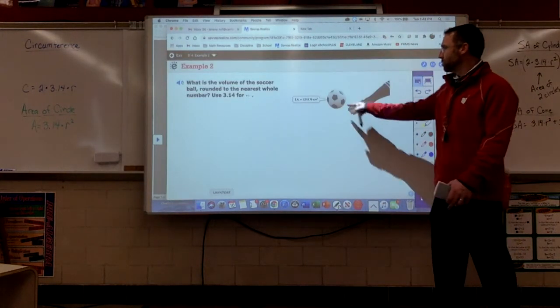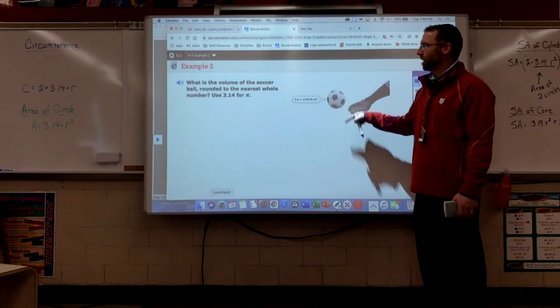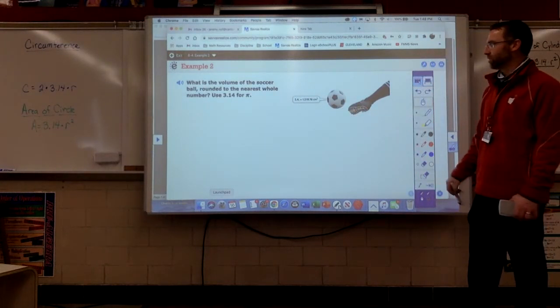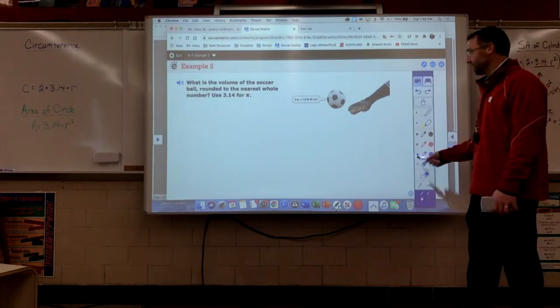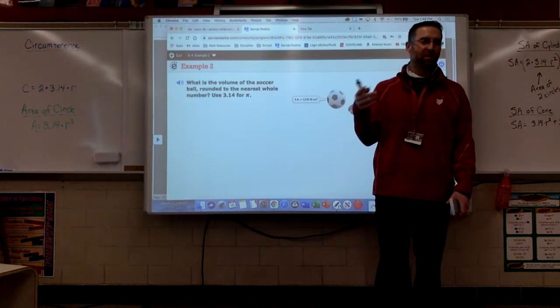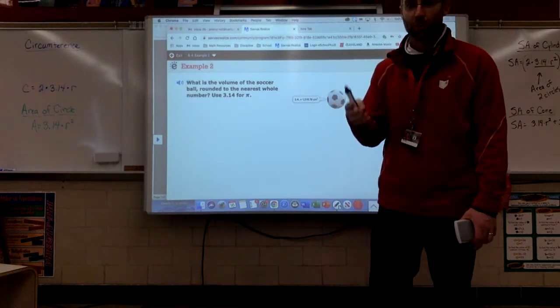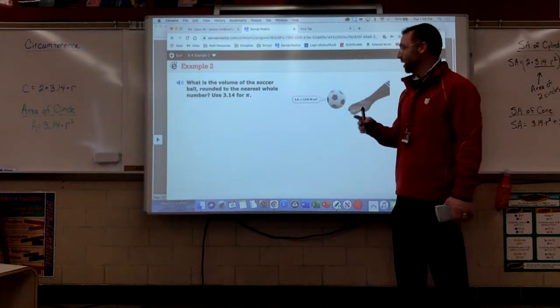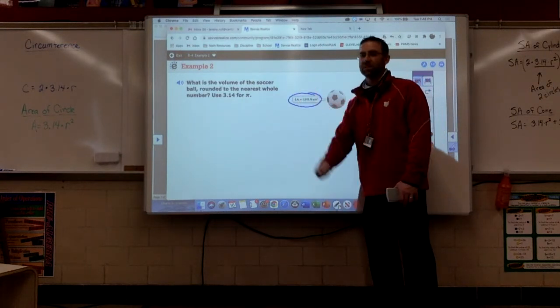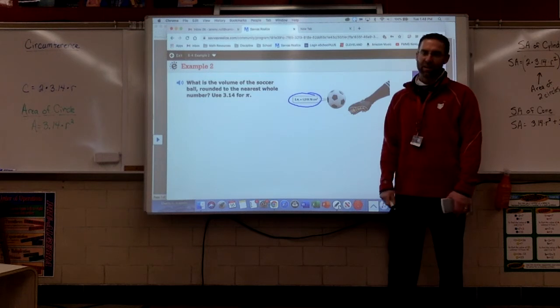Ooh, soccer ball. That's a sphere, everybody. What is the volume of the soccer ball rounded to the nearest whole number? Now, this time, look at this. Remember what we need to find the volume of a sphere? The only thing we need to know is the radius. They don't give us the radius. They give us the surface area.